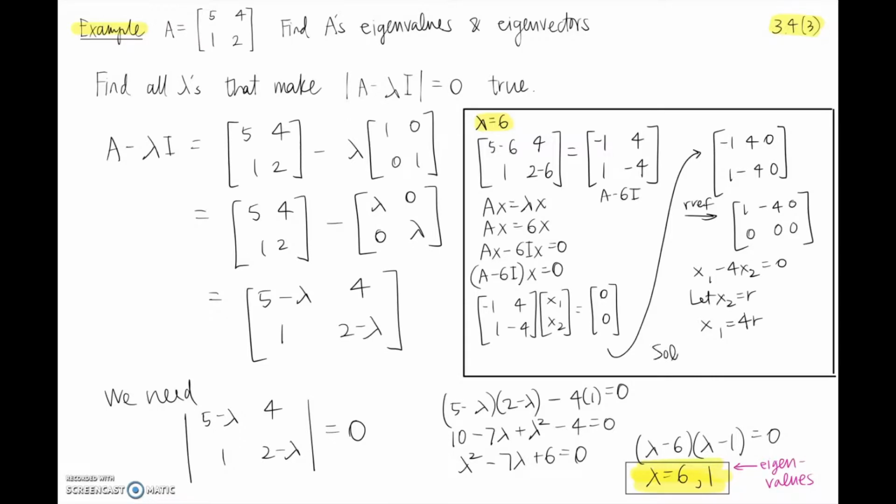And so the solutions are 4, 1, and then any multiple of that vector. And this is the eigenvector here. And any multiple would work for this equation here. So this is the eigenvector for the eigenvalue lambda equals 6. There's actually another eigenvector for the eigenvalue lambda equals 1, which we'll find in a minute, but we've found this one. We're going to continue the example, and now we want to find the eigenvector for the eigenvalue lambda equals 1.